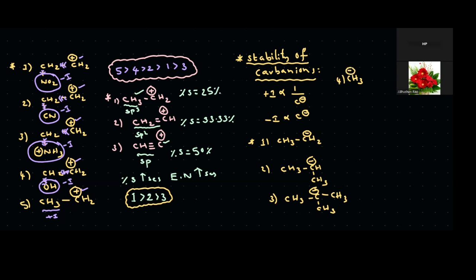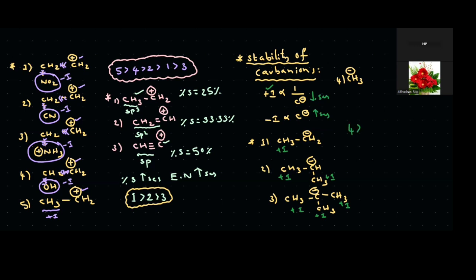In these four cases, what is the stability order? As per the given formula conditions, all are plus I groups. It is plus I, plus I, plus I. So in these three cases, only plus I groups are attached. If a plus I group is attached, what about the stability? It decreases. If a minus I group is attached, the stability increases. So remember these two. Based on these, the first three carbanions have less stability. Which one is more stable compared to these three? The fourth one is more stable than these three cases.